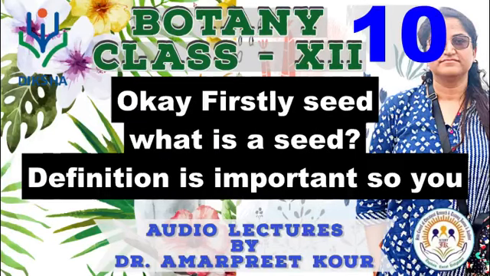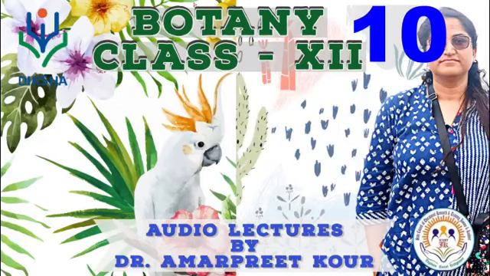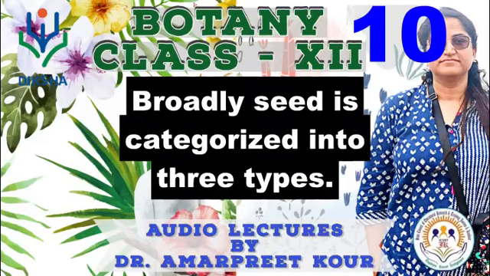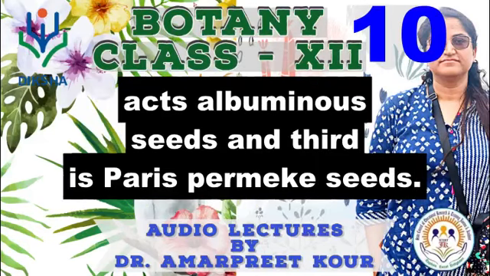Okay, firstly, seed. What is a seed? The definition is important, so you can memorize it. A seed is a fertilized ovule. Broadly, seed is categorized into three types. One is endospermic or albuminous seeds, second is non-endospermic or exalbuminous seeds, and third is perispermic seeds.